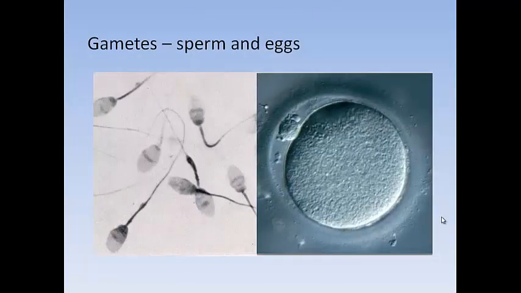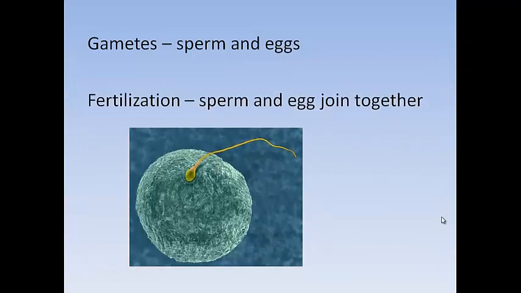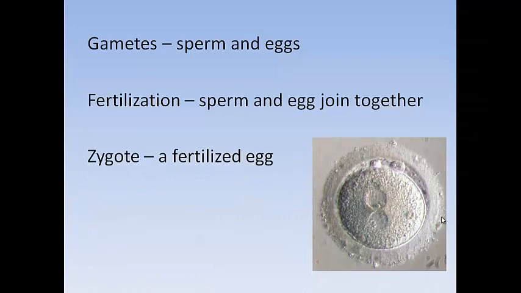We have to go back a little bit and review what we learned in the last unit. Gametes are sex cells, sperm and eggs. Fertilization is when sperm and egg join together. And a zygote is a fertilized egg. Remember that gametes, sperm and eggs, are haploid. They carry one copy of each of the homologous chromosomes. And a zygote has two copies of each of the homologous chromosomes.